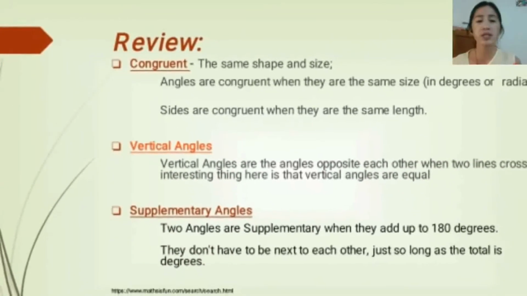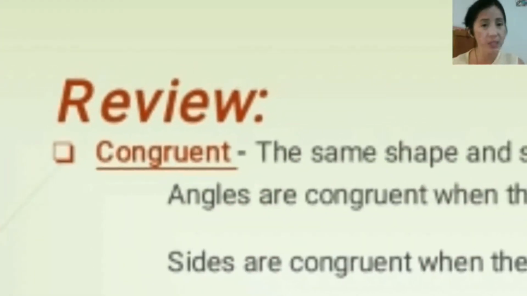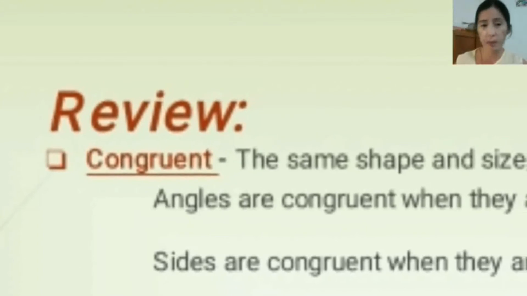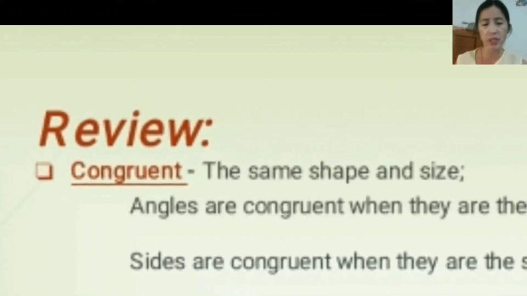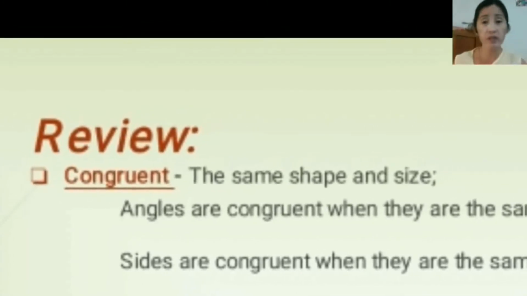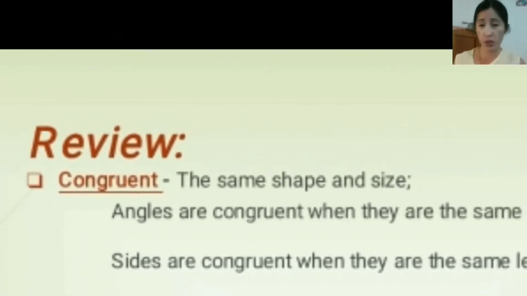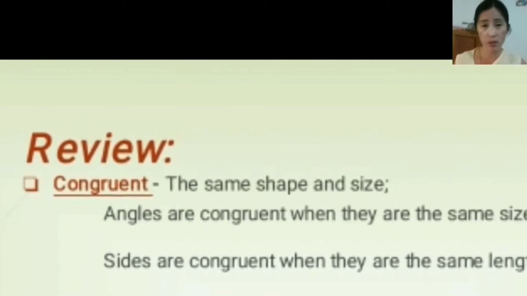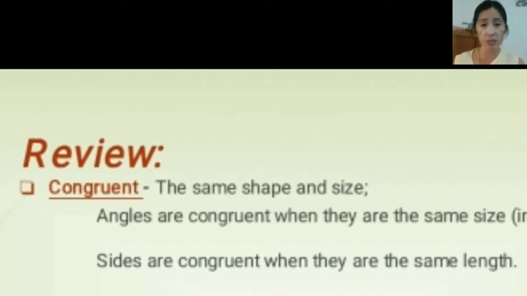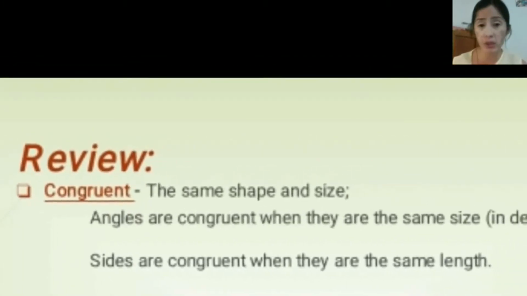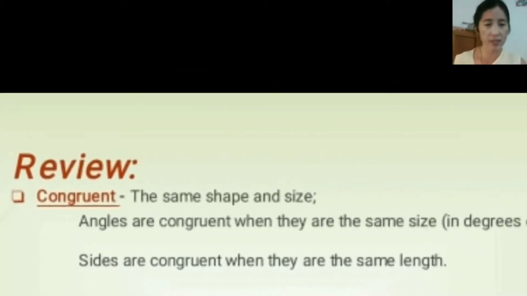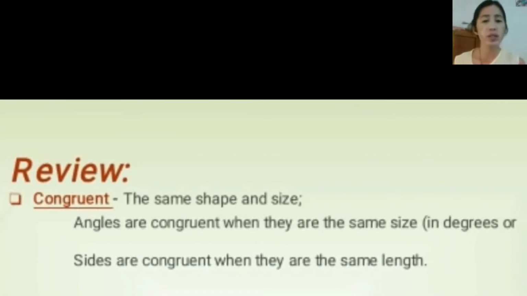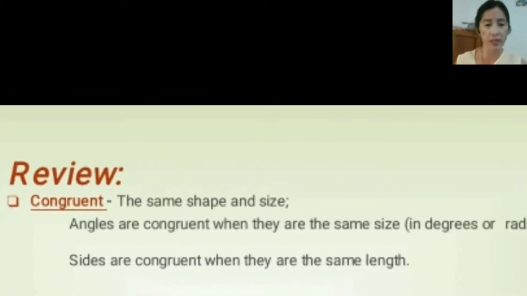Number one is congruent, the word congruent. When we say congruent, that means they are of the same shape and the same size. When we say angles are congruent, it is when they are of the same size. So that means equal. So equal and congruent are the same thing. So equal in measure, either by degrees or by radians. Sides. When sides are congruent, that means to say they are of the same length.